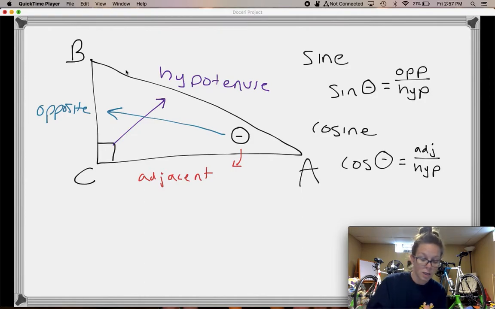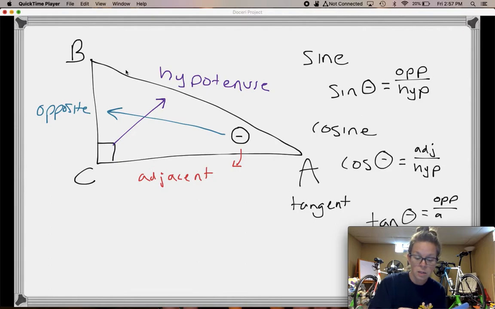And then the third one is called the tangent. Its abbreviation is tan, T-A-N. Again, we apply that to an angle. Tangent is the opposite over the adjacent side. Okay, so those are the three trig functions that we're going to talk about today, sine, cosine, and tangent.